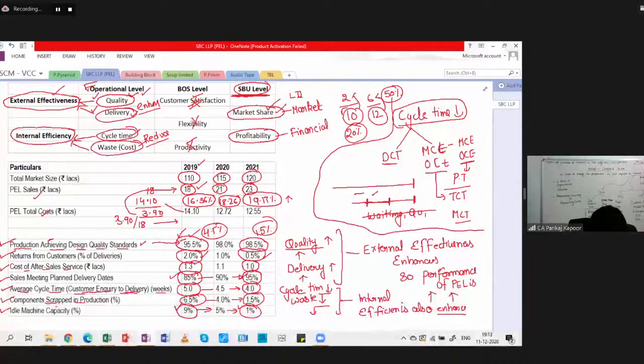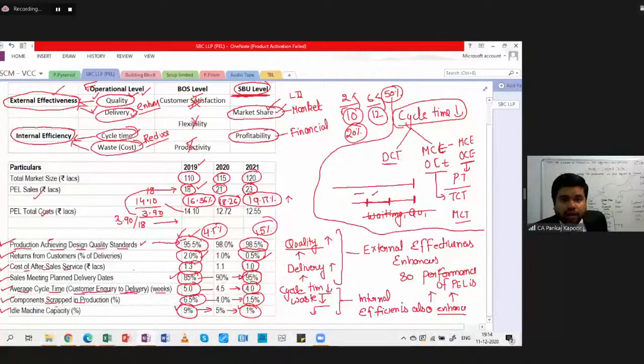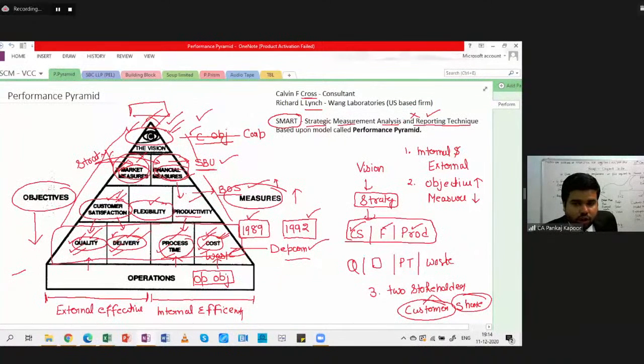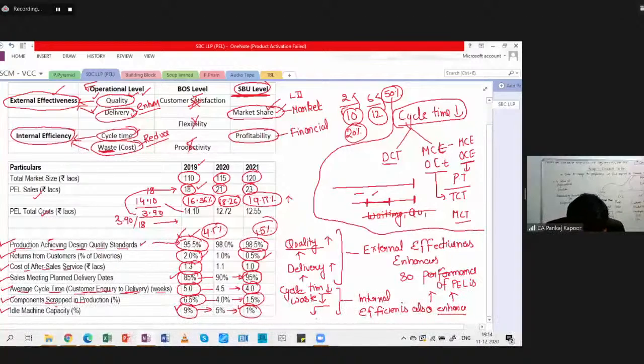Someone asked a question from Tivendram, whether the components scrapped in the production and idle machine time, which shows the improvement, be reported in the internal efficiency dimension? Yes, friend, it will, because these two are the representatives. These two measures are nothing but the representative of what? Of the waste which you are generating. And waste in this particular model which you studied along with me is considered as part of internal efficiency at the operational level. Hence, these two will fall under the internal efficiency. I hope your query is resolved.